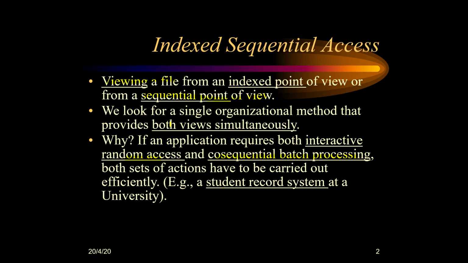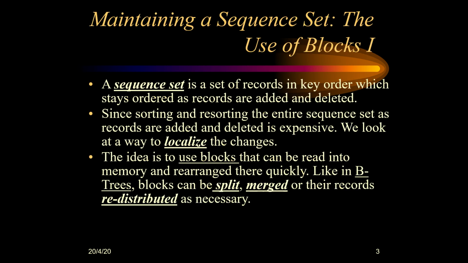Now the requirement is that we need both the index point of view and the sequential point of view to be used simultaneously. It is used in cases where some of our applications require both, and that is why we go for this technique. For a very simple example, if I need interactive random access and co-sequential batch processing in my application, like a student record system, I might require both of these views. That is why we go for index sequential access.